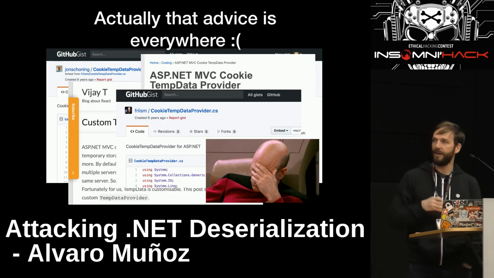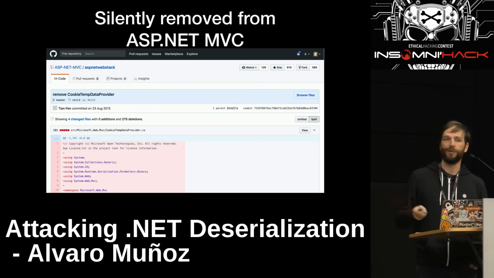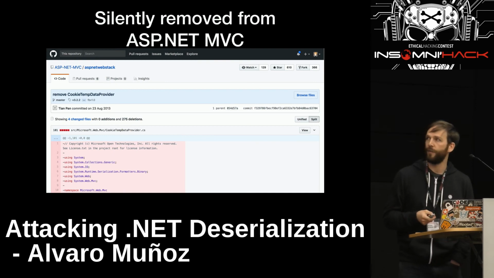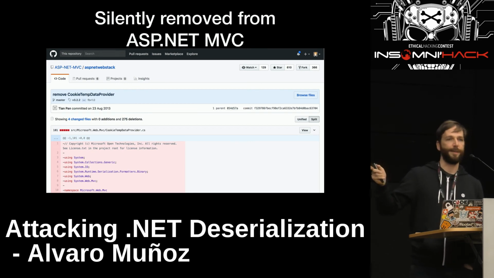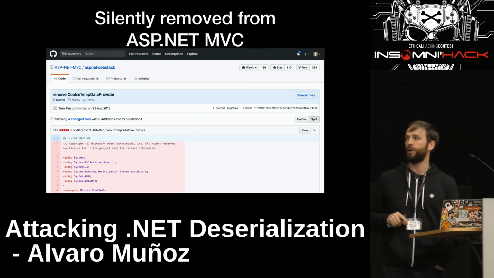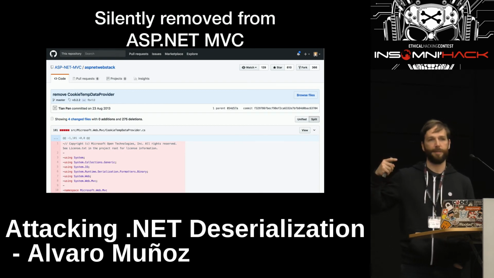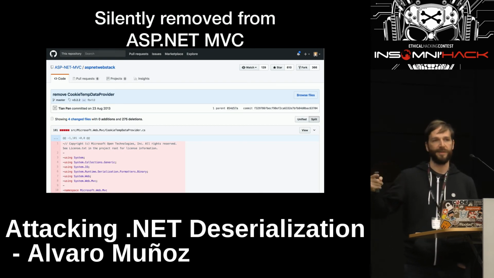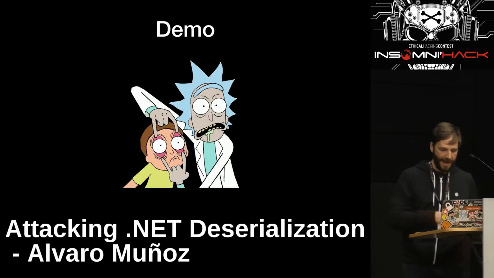Now this blog post is deleted, but I found that this same advice was everywhere. It's really tens of blog posts. It's in GitHub, in different gists. And it was also used by Microsoft in an old version of the ASP.NET MVC framework. So at some point in 2013, probably after the James Forshaw talk, they removed this cookie TempData provider from the ASP.NET MVC framework. But I think that the damage was already done. Many frameworks and many developers were already using this pattern in their applications, as we will see now. So a simple example.